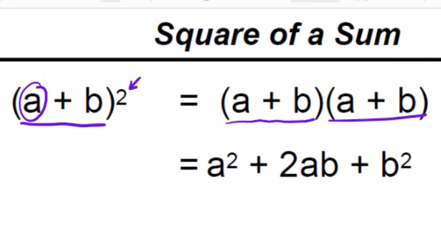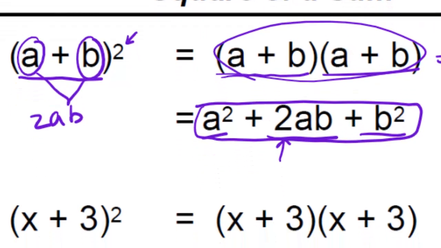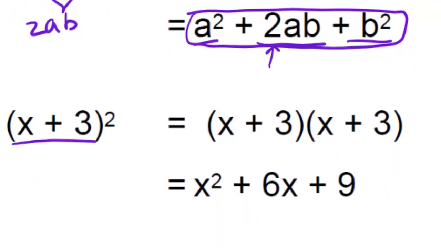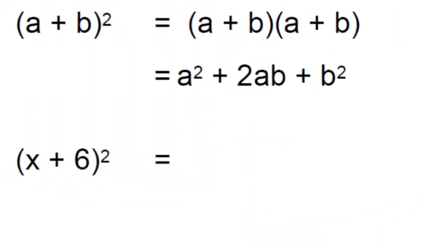You take the first term and you square it, and you get a squared. You take the second term and you square it, and you get the last term, which is b squared. And the middle term comes from the a times the b, which is ab, and then you double it, and you get 2ab. So this is the pattern you want to memorize. You can see we did that down here, and we end up with the first one squared, which is x squared, the last one squared, which is 9, and then x times 3 is 3x, but then when we double it, we get 6x.